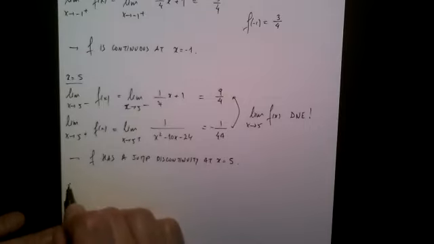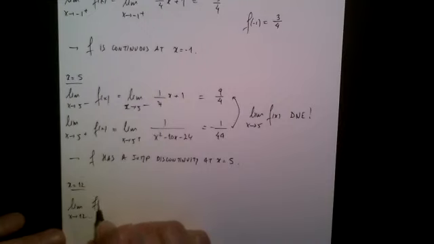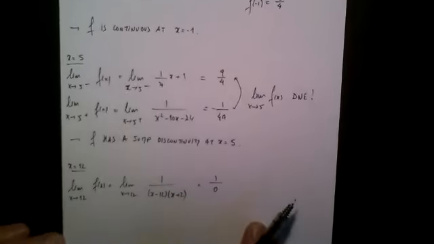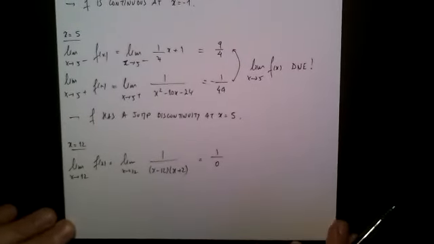Okay, and last one, x equals 12. The limit as x approaches 12 of f of x is equal to the limit as x approaches 12 of 1 over (x minus 12)(x plus 2). And so you will get 1 over 0. We've done this a lot. We have an infinite discontinuity for sure. There's an asymptote here. We could go a bit further and see if it goes to plus infinity or minus infinity. Let's do it.